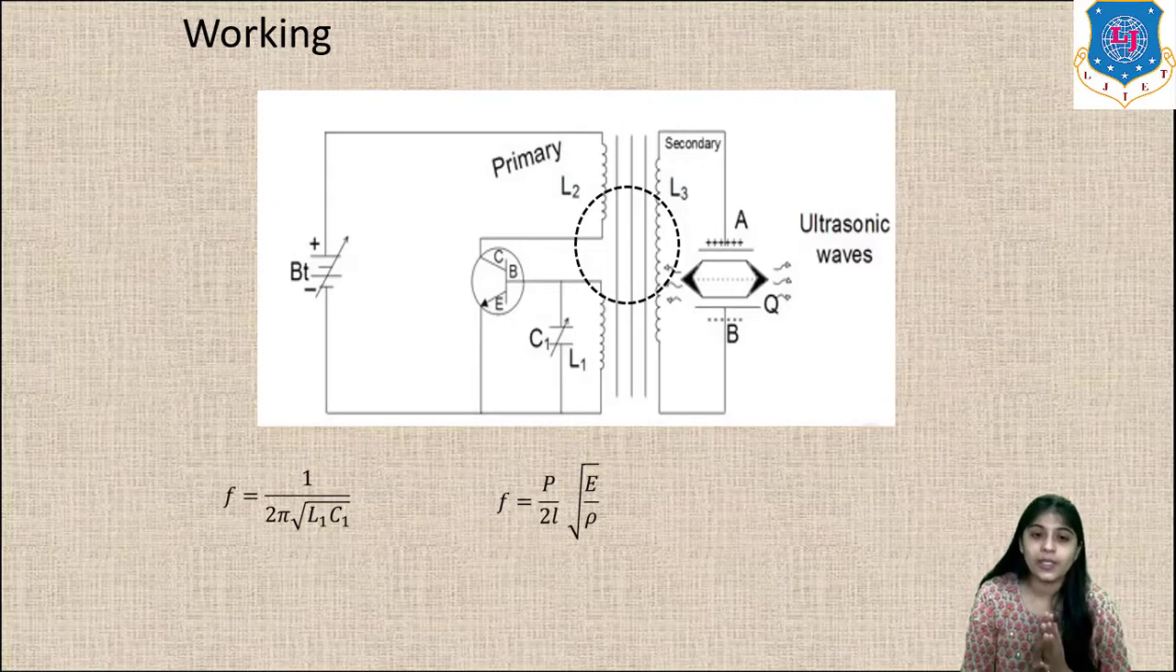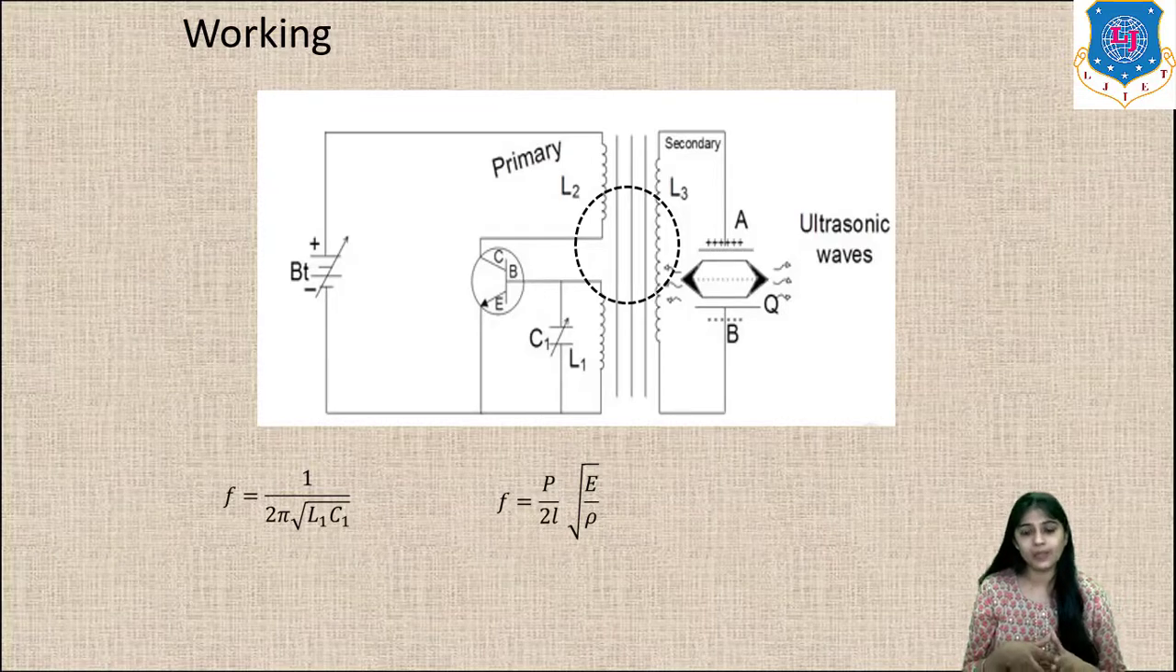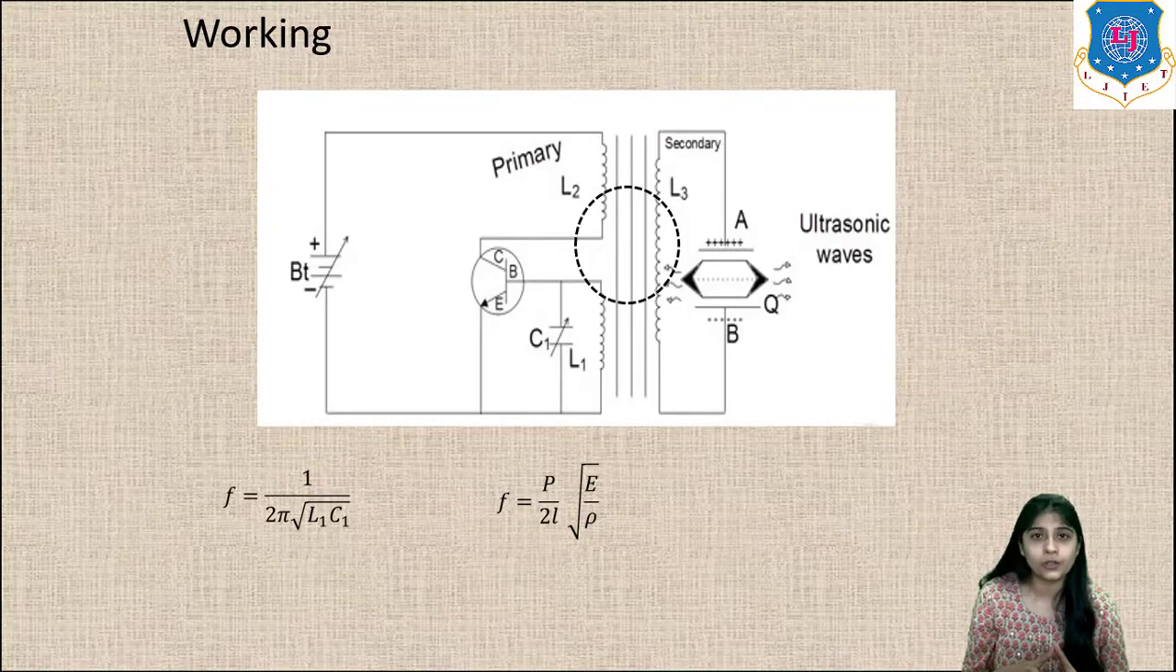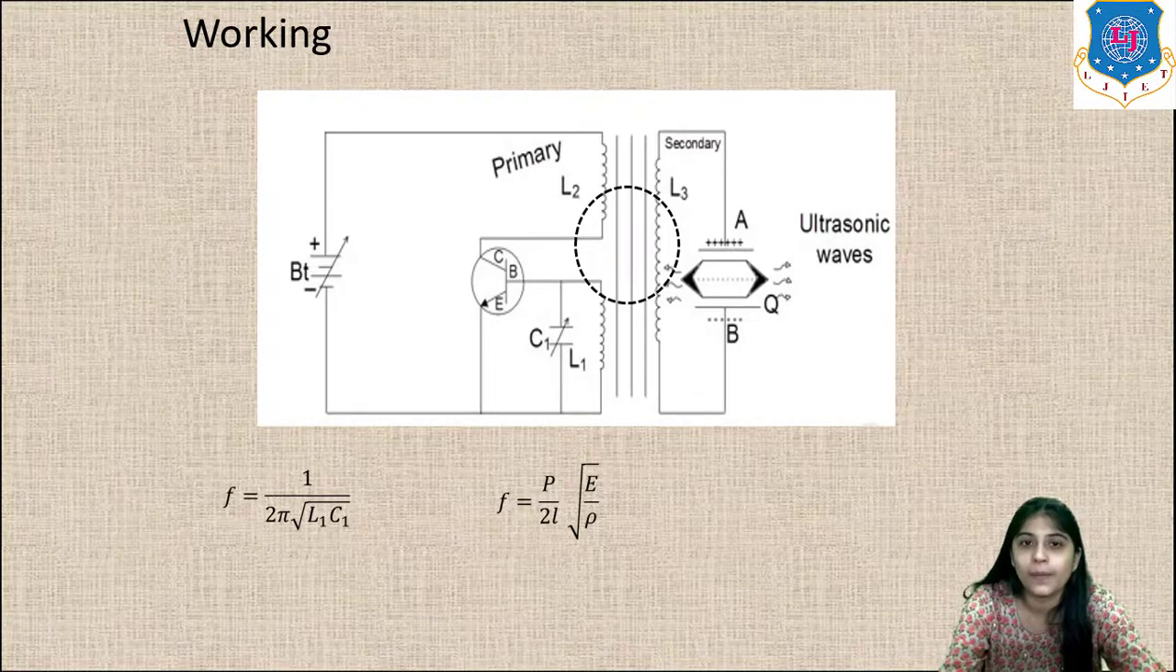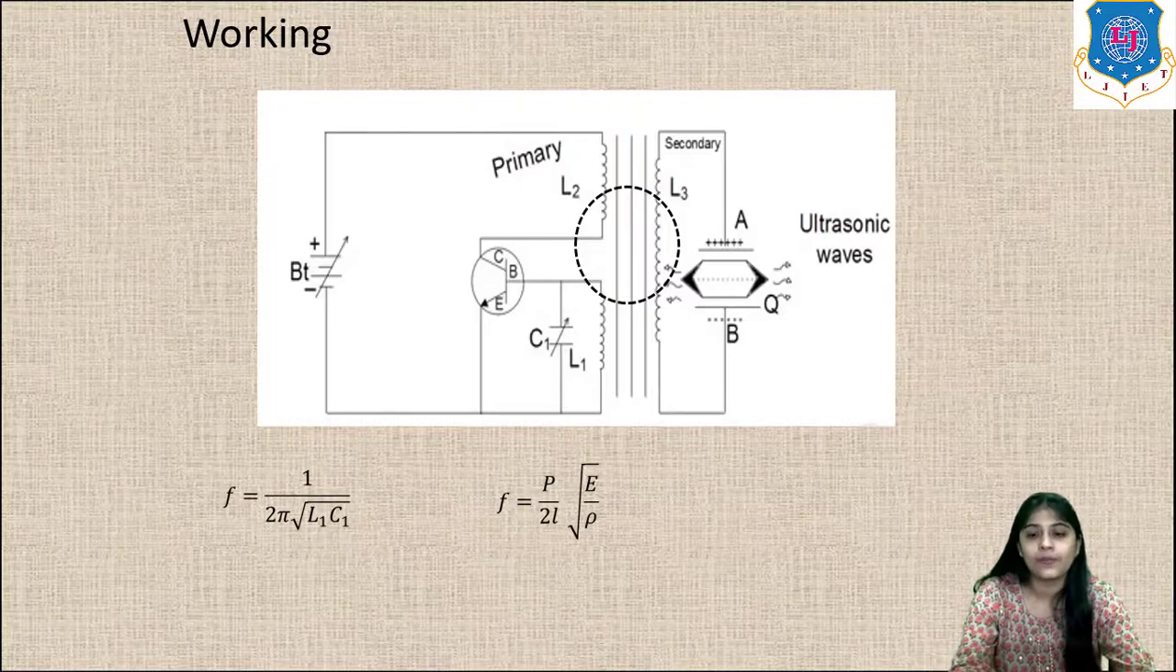This frequency P upon 2L root E by rho is the frequency of the ultrasonic waves being produced. P represents the overtones, L is the length of the crystal, E is the elastic constant or Young's modulus of the crystal, and rho is the density of the crystal. So this is how ultrasonic waves are generated.